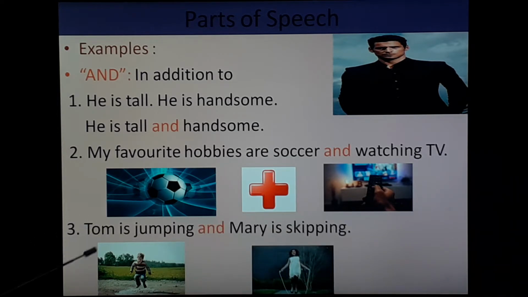Third one, Tom is jumping and Mary is skipping. So here Tom is jumping, Mary is skipping. Two sentences are different and they are joined with the coordinating conjunction, and that is and. And means plus. We have added two actions here. Tom is jumping and Mary is skipping. So two sentences are connected with the help of and.